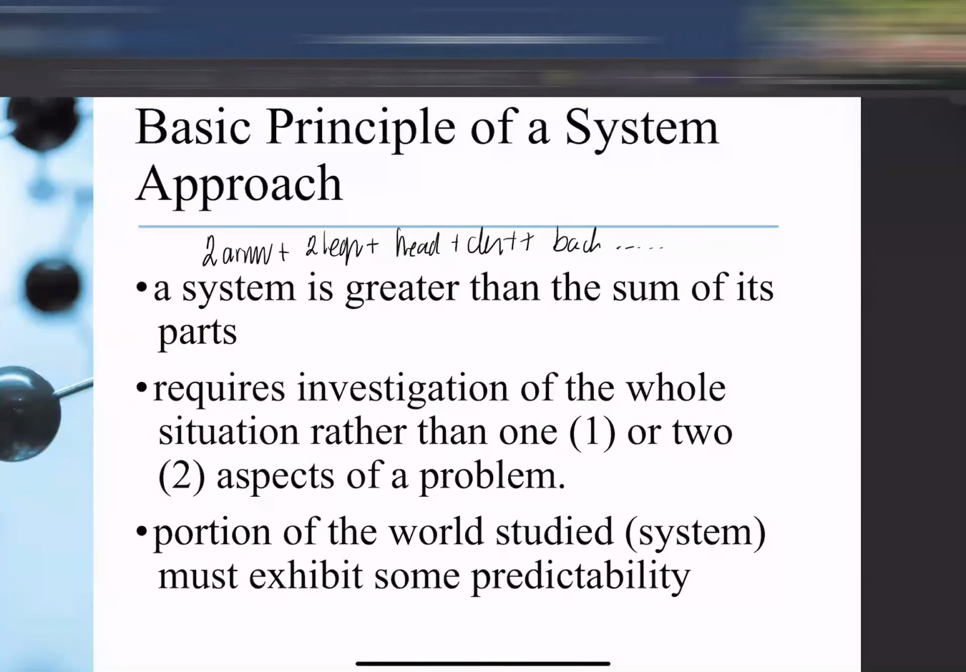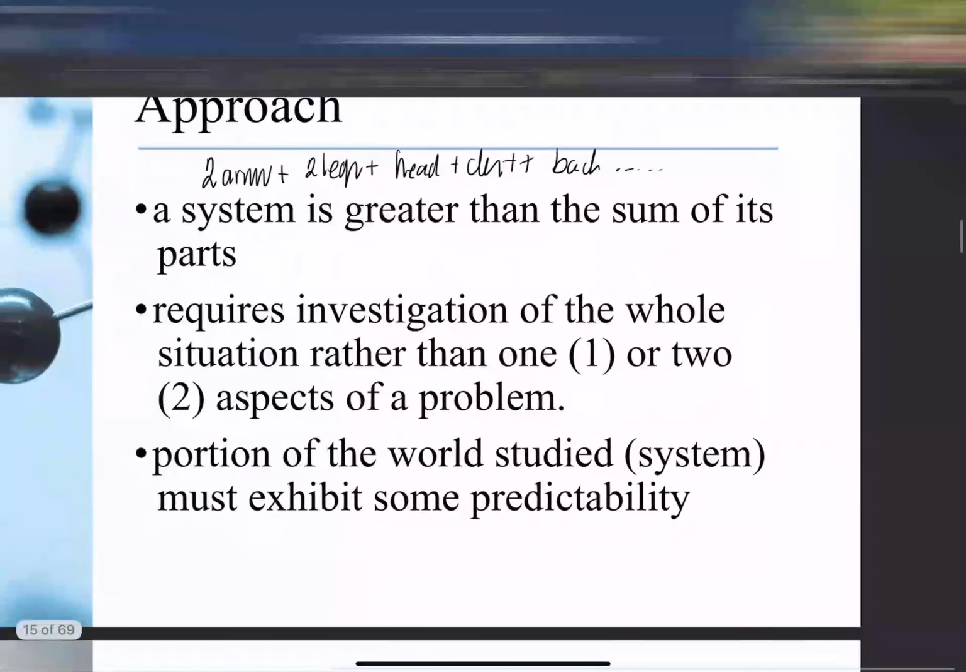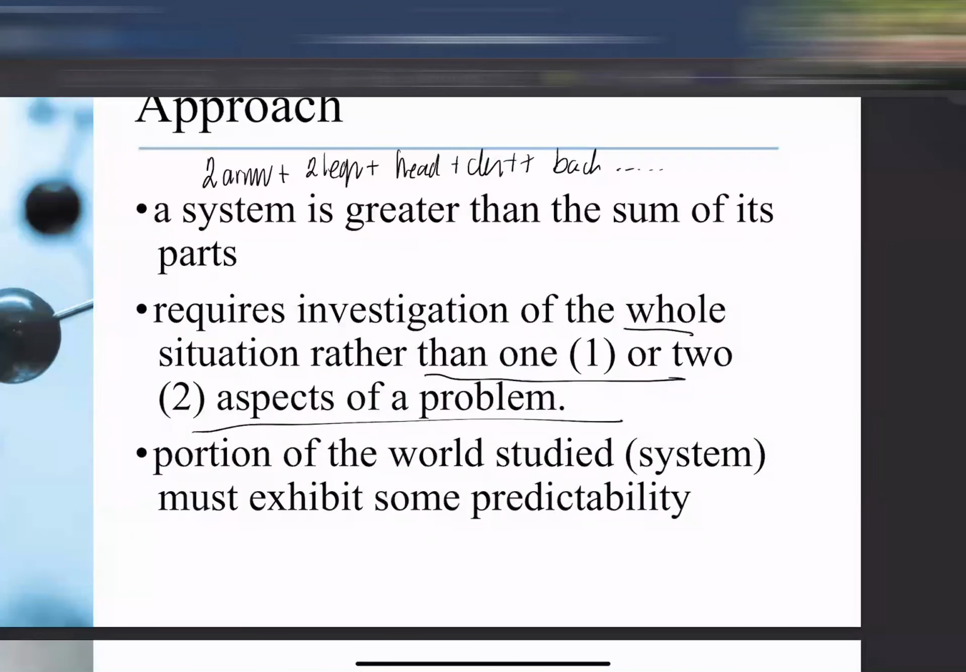Now, if I talk about a human being, for example, nawala yung isang finger kasi na-disgrasya, does that make our patient less of a human? No. Kahit wala po yung isang finger ng patient natin, patient is still considered human. Now, it also requires, class, investigation of the whole situation rather than 1 or 2 aspects of the problem.